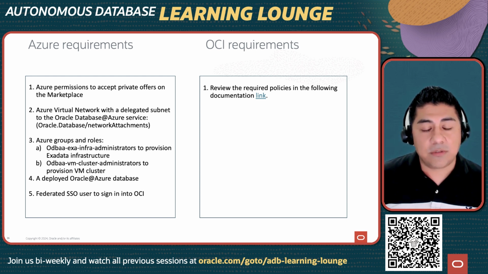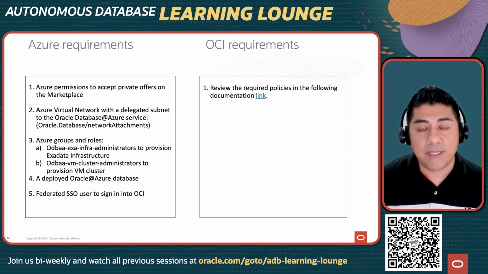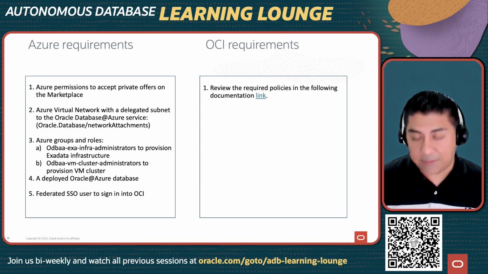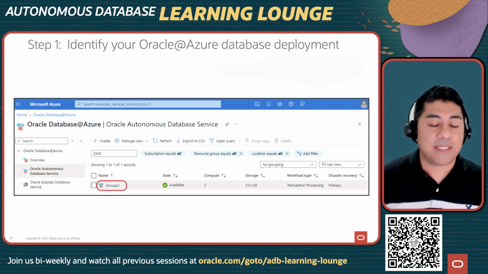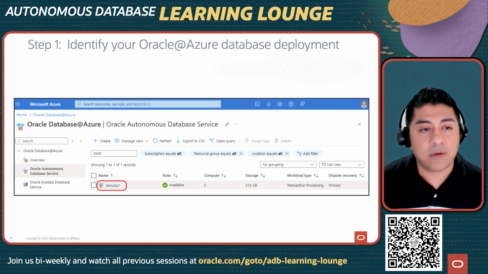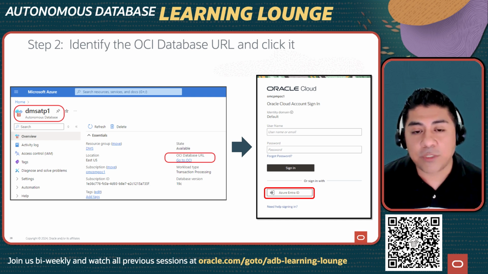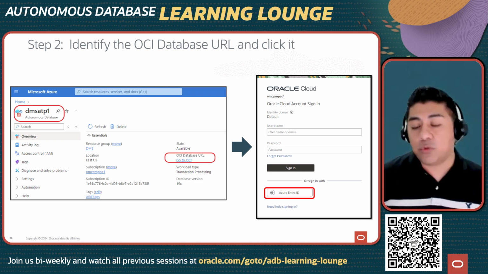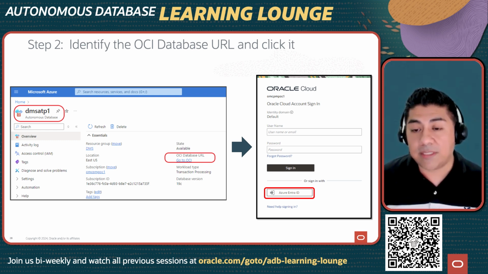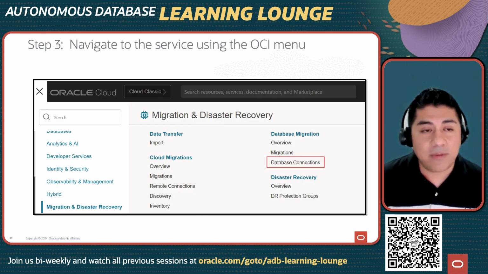So the federated SSO is going to allow you to log into the OCI portal, and you can also register your Oracle Azure database. For example, here we can see an Autonomous deployed on Azure. And so the user goes to a URL which is pointing to OCI. And you have here your Azure Entra ID, which is supposed to be enabled once you have the federated SSO configuration done.